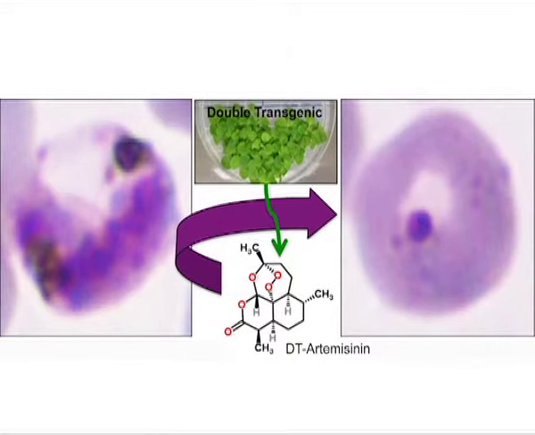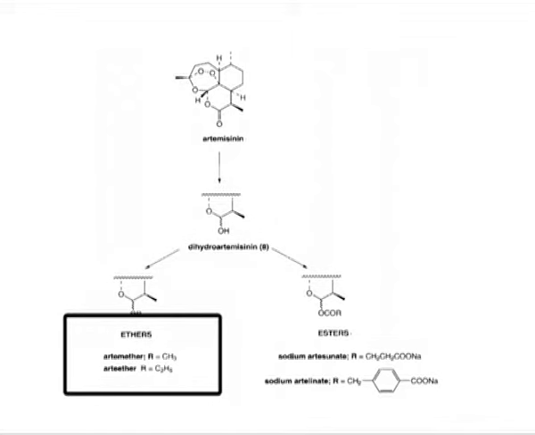Because the physical properties of artemisinin itself, such as poor solubility and its hydrolytic instability, limit its effectiveness, semi-synthetic derivatives of artemisinin have been developed, such as ether derivatives and ester derivatives. Dihydroartemisinin is converted into ether derivatives like artemether and arteether. Both of these drugs are oil soluble in nature, and are used for oral, rectal, and intramuscular administration. They cannot be used intravenously.